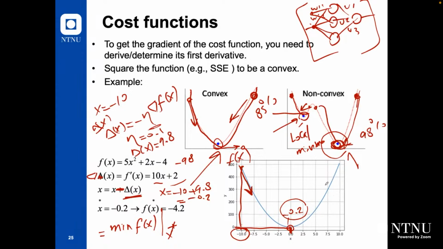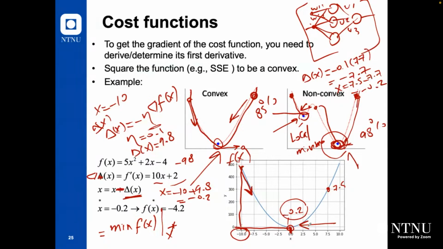If you are starting from the opposite side, if by chance you are starting from 7.5 here, imagine. What will happen? Substitute 7.5 into this equation. In this case, delta x will be minus eta, which is minus 0.1, multiplied by f dash of x. So it will be 10 multiplied by 7.5, which is 75, plus 2, so 77. So this one will be minus 7.7. So new x will be old x, which is 7.5, minus 7.7, so it will be minus 0.2. So we will go directly in that direction, you see?